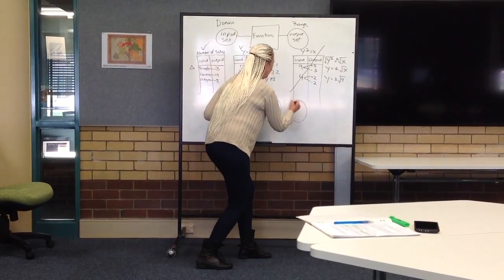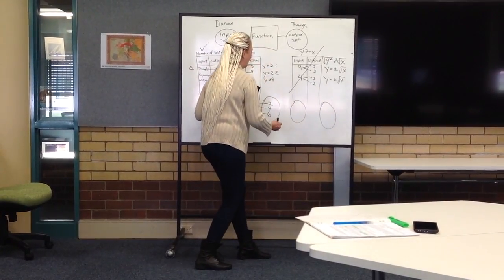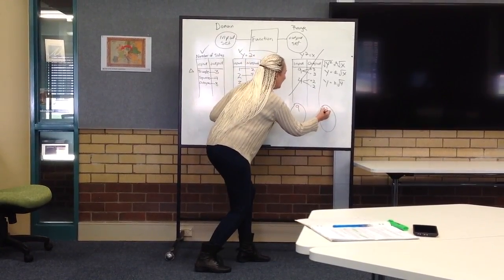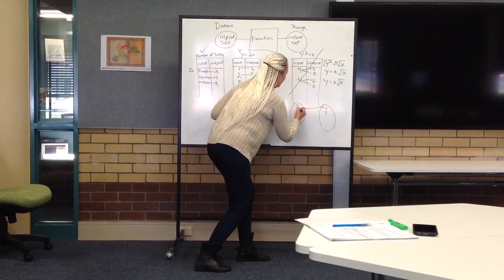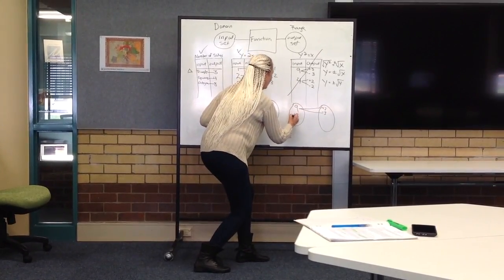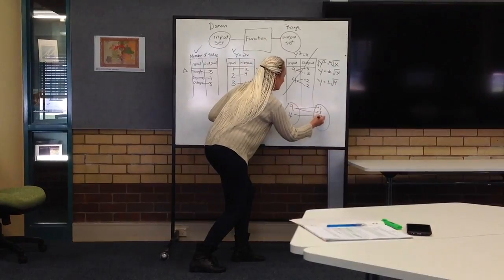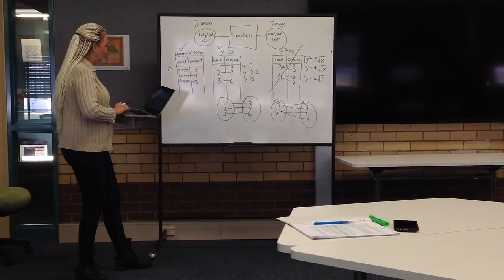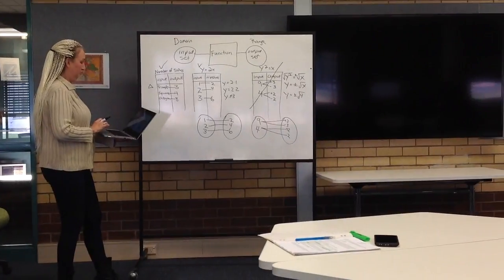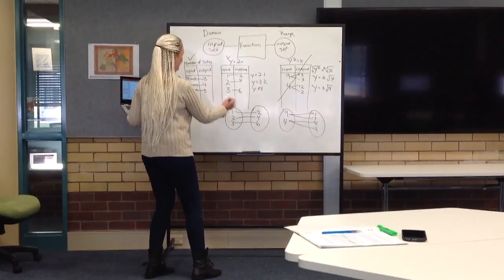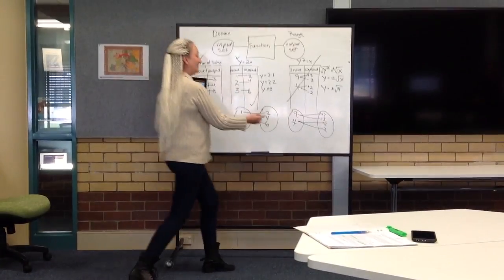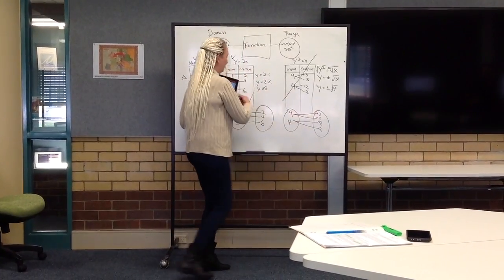Let's look at this function. The way you can say it is 9 maps to positive 3 and negative 3, and 4 maps to positive 2 and negative 2. So, of those two, which is a function and which is not a function? The one on the left. Okay, got my rights and lefts. That's a function. And that's not a function because it has more than one output.